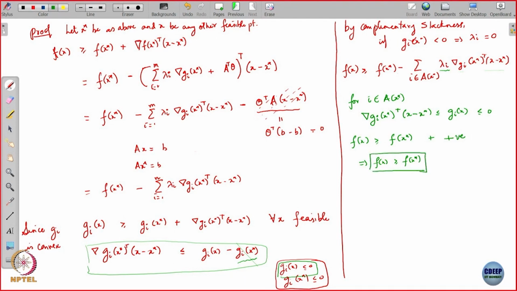Now, what did we do? We said let x star be as above and x be any other feasible point. It can be any other feasible point, and from there we got that f of x is greater than or equal to f of x star. So, x star was my point that satisfied the KKT conditions, x was any other feasible point, and we got that this inequality must hold. So, consequently, it has to be that x star is a global minimum.